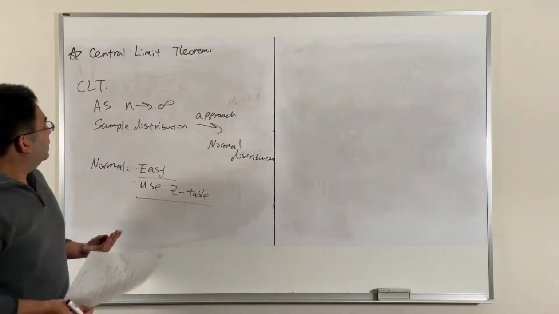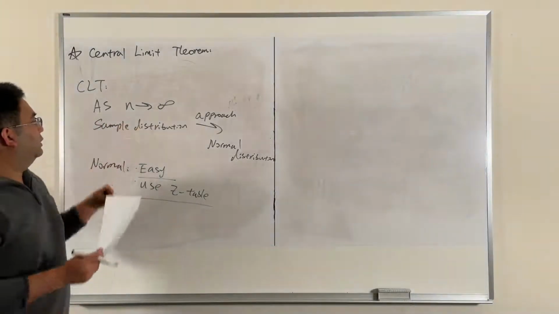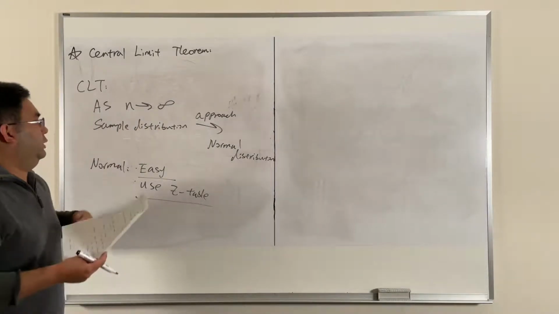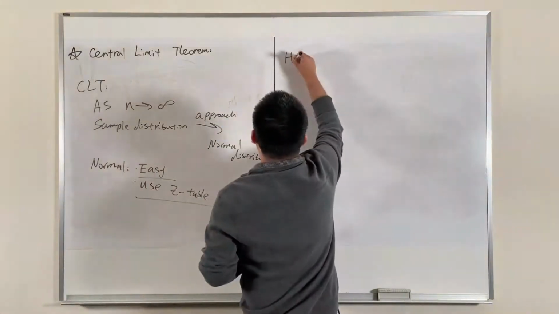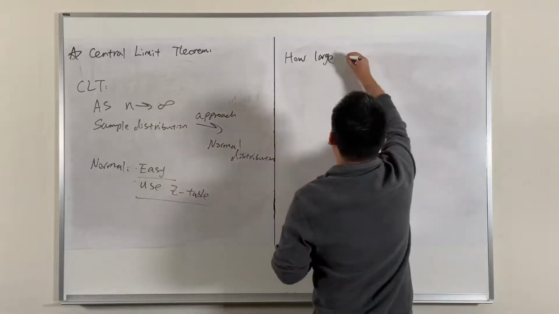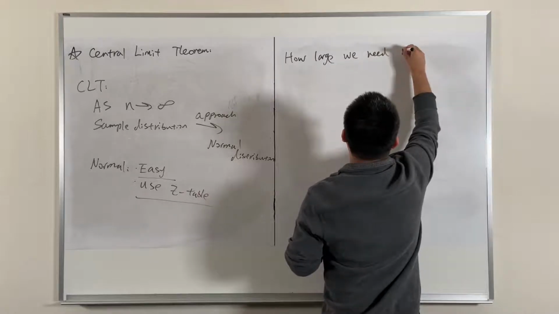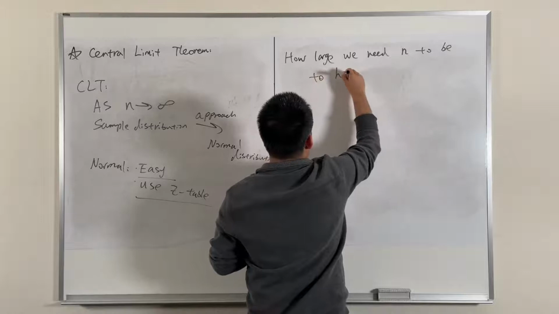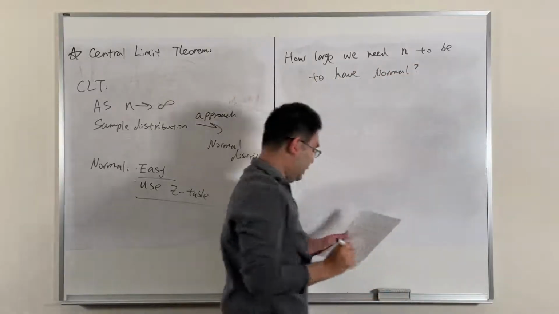But now the question is, under central limit theorem, as n goes to infinity, the distribution will approach normal distribution. But how large does n have to be? So the question is, how large do we need n to be to have normal? Okay, so that's the question we want to ask.